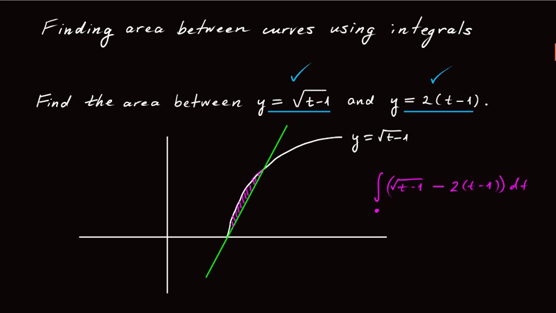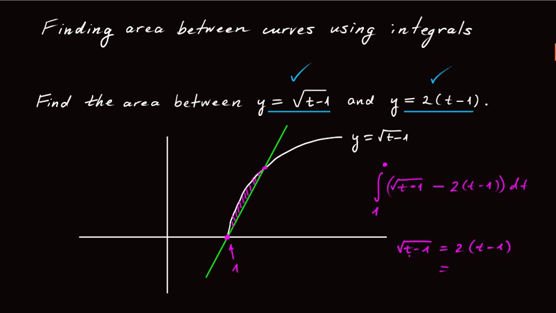Finally, I need to figure out what the lower limit is and the upper limit is. So for the lower limit, that can be found to be equal to 1. That's not so hard. And for the upper limit, well, that we can get by setting this equal to that. That is, when the integrand vanishes, the square root of t minus 1 is the same as 2 times t minus 1. So we want the square root of t minus 1 equal to 2 times t minus 1. You can use your graphing calculator to estimate this as well, but we're going to do it here algebraically.